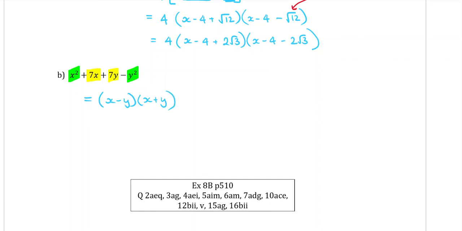Then, factorising the 2 yellow ones, I can bring a 7 out the front and have x plus y. That means that the x plus y is a common factor in each of those terms. So the x plus y comes out the front, and that means the x minus y from the first term and the plus 7 from the second term will go into the second bracket.